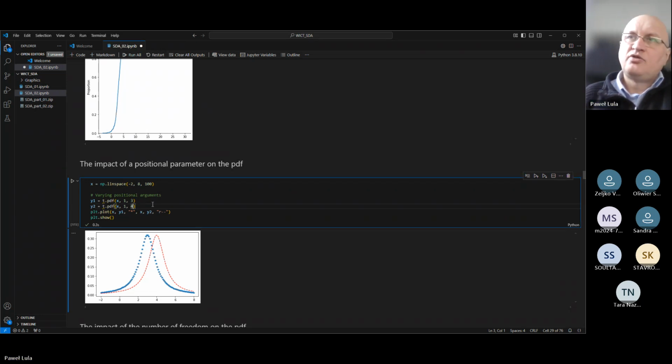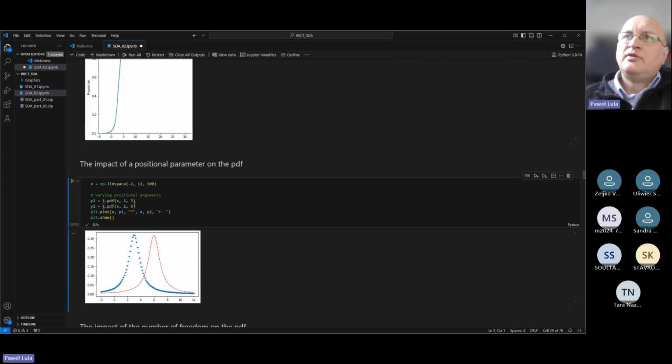For example, I can change it to 6 maybe, and here the range I change to 12. And for the first data set, this location parameter is 3, and exactly under the 3 value, this probability distribution function has the highest point. For the second, it is 6, and here under the 6 value, we have the highest point.